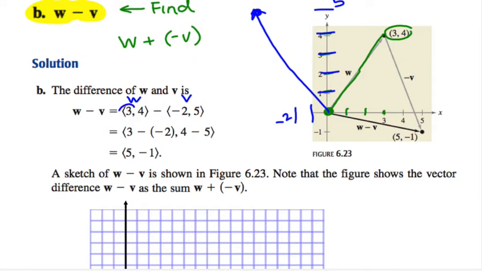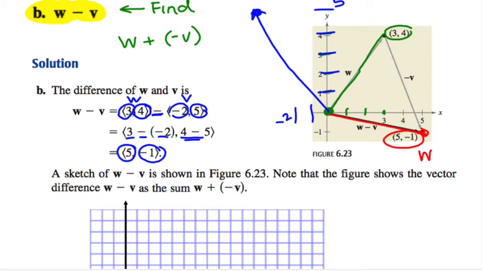So we take 3 minus -2, which gives us 5. Then 4 minus 5 is -1. So our new resulting vector is 5, -1 down here. So this is our new w minus v resultant.